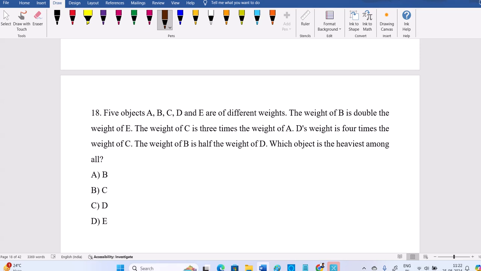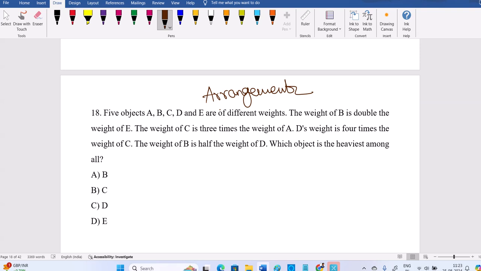Work on this, please. Yeah, this is also related to arrangement. According to the height or weight, you need to arrange them. This is also considered arrangements only. Five objects of different weights. B is double the weight of E. The weight of C is 3 times the weight of A. D's weight is 4 times of C. B is half of D, which is heaviest among them.